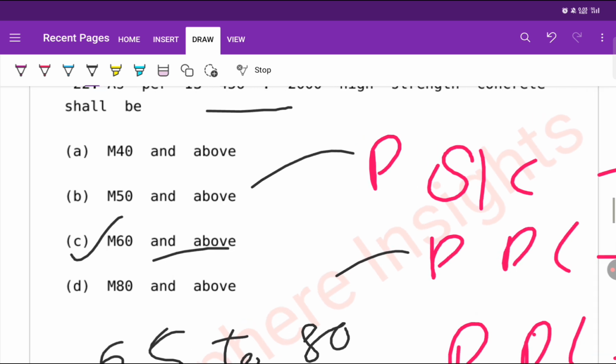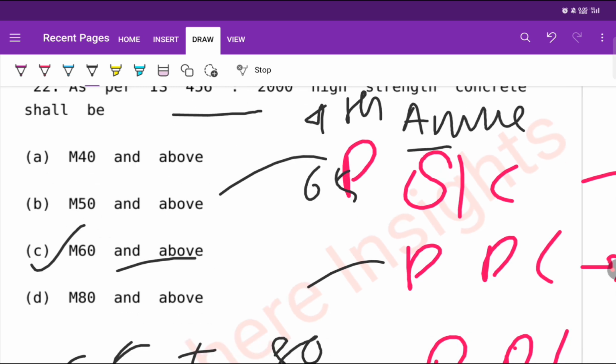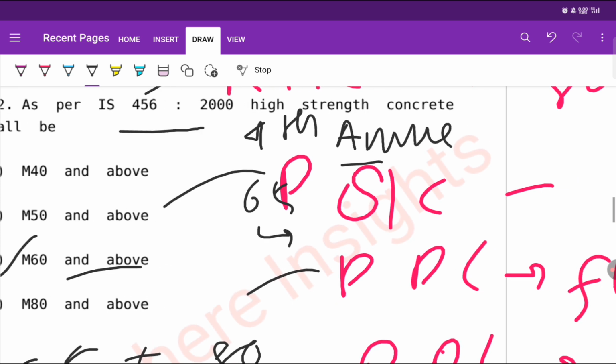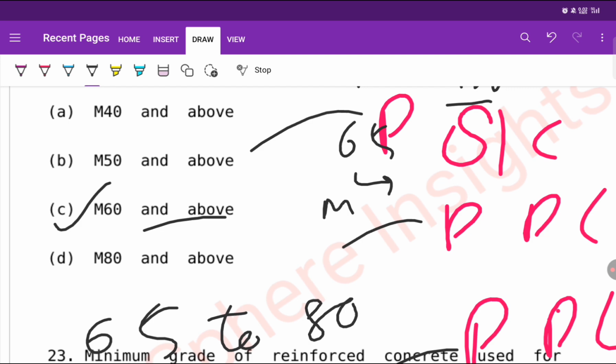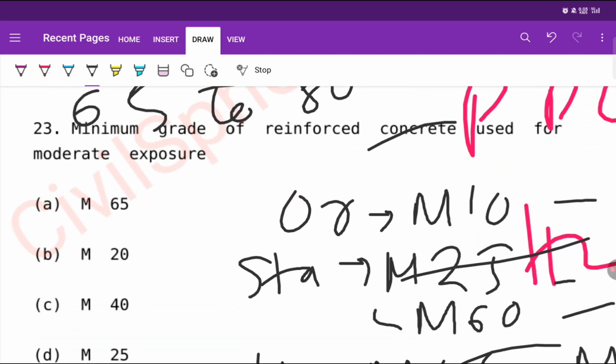But in this question, the amendment is not given. We recently had an amendment, called the fourth amendment. As per the fourth amendment of IS 456 2000, M65 is shifted to high strength concrete, and M60 is shifted to standard concrete. So as per the options, option C is the correct answer. Coming to the next question: minimum grade of reinforced concrete used for moderate exposure.